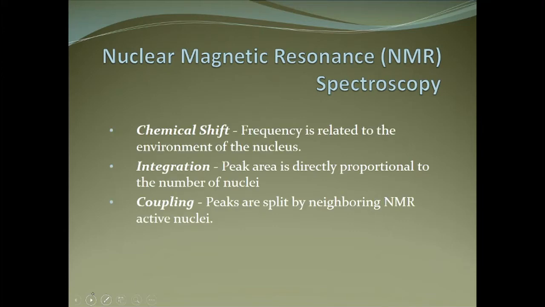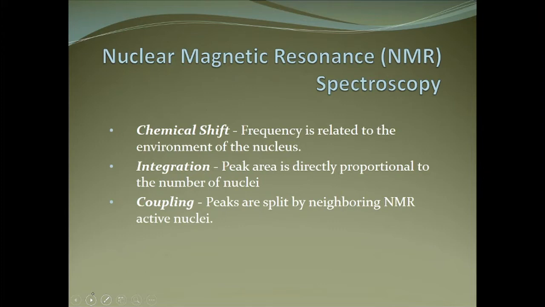Remember, there are three things that we look at with NMR. One is the chemical shift. This is the frequency. It's actually an adjusted frequency, but a frequency, and it gives information about the environment of the nucleus. This is similar to the wave number or the frequency in IR telling us a type of bond. This gives us information about the hydrogen that we're looking at.